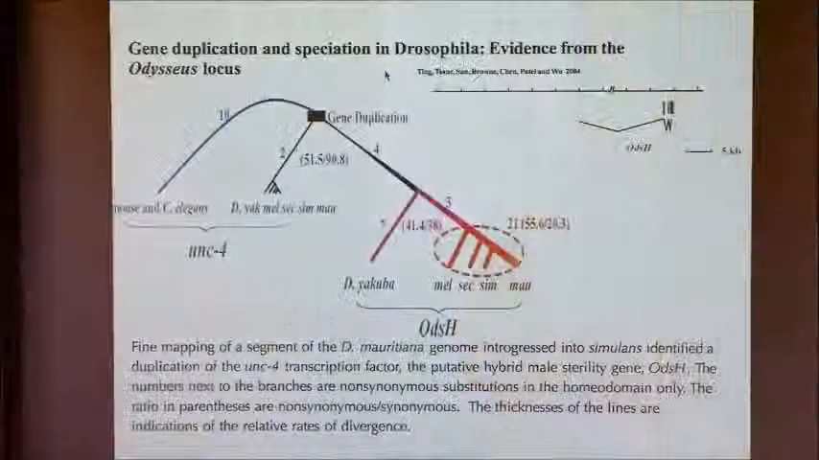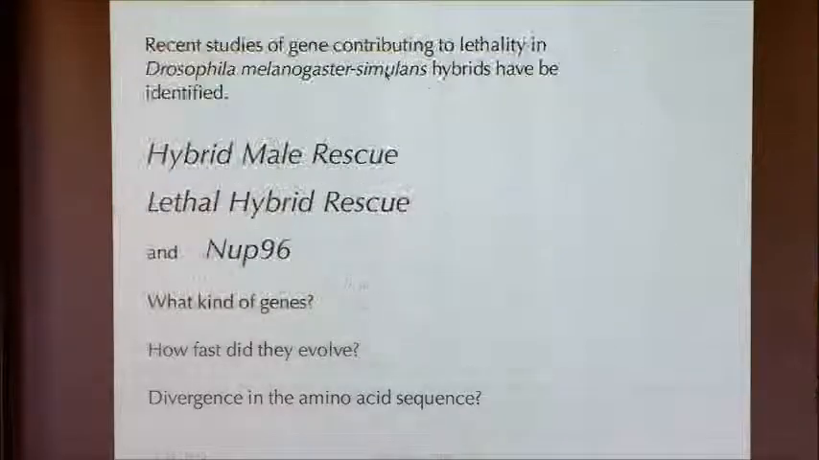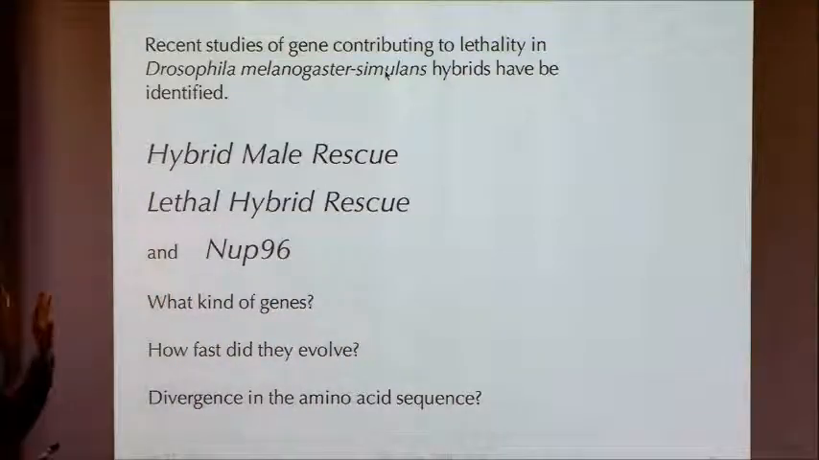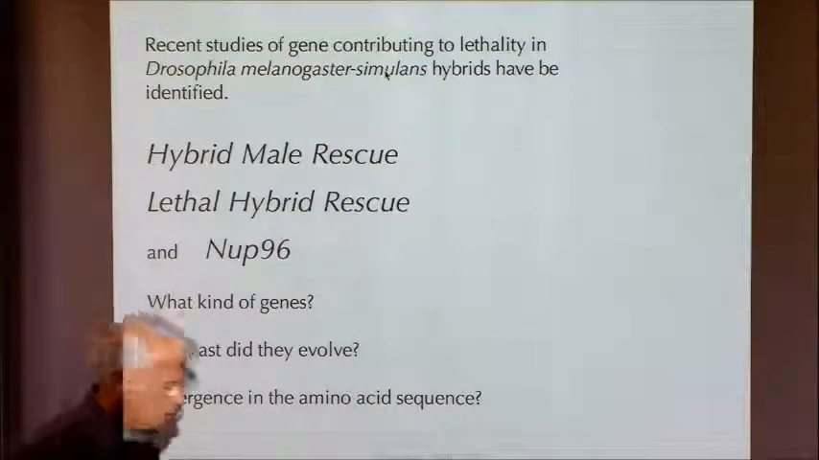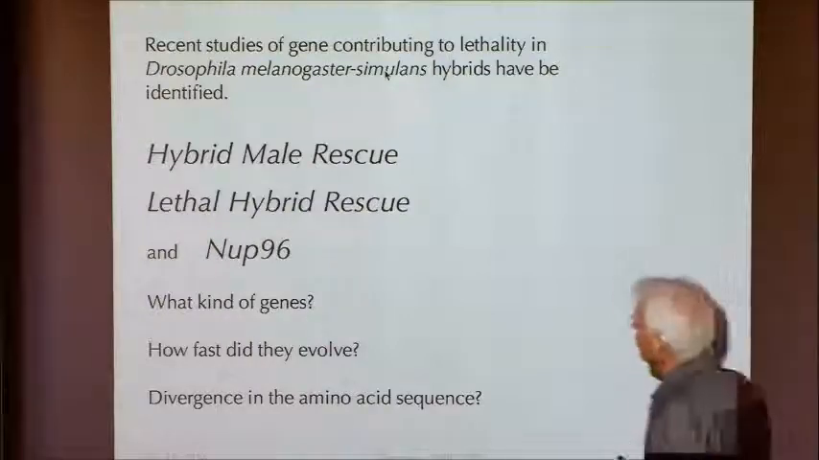Okay, so faster, more amino acid substitution indicating stronger selection. Male or Haldane's rule applies to these. Now, one of the longest studied hybrid inviabilities is the cross between melanogaster and simulans. That cross produces no fertile offspring normally. And for the last 80 or 90 years, that was the case. But about 20 years ago, Ashburner and Hutter found a strain that actually allowed a hybrid male rescue.